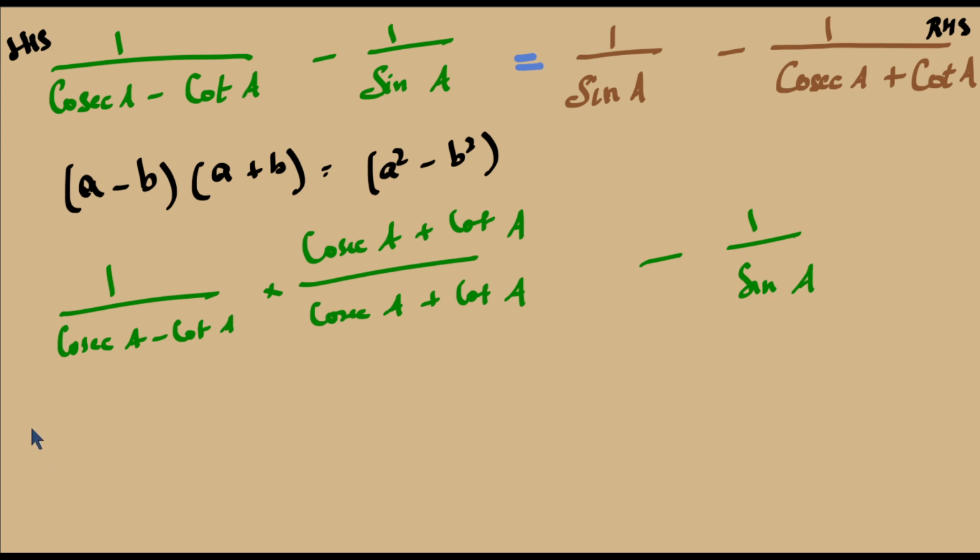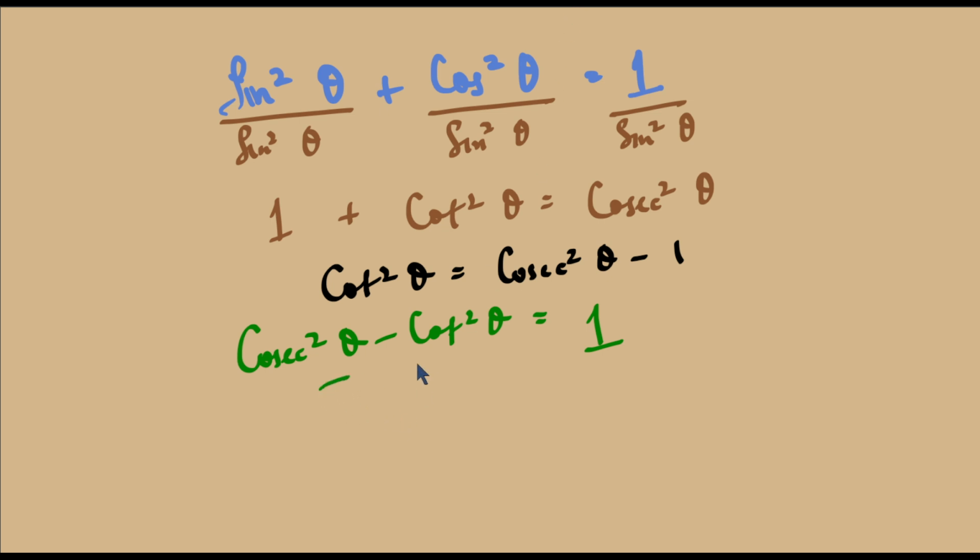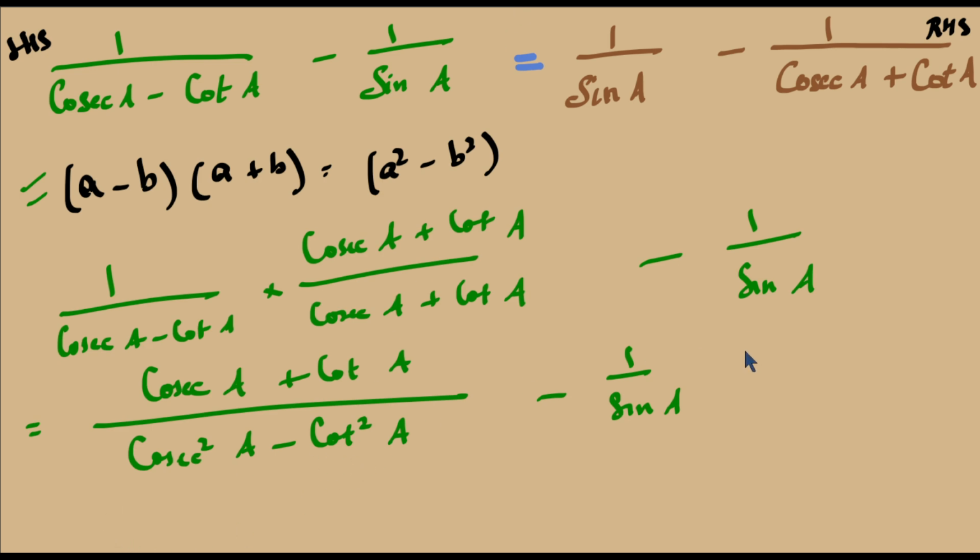Now what has happened? In the denominator, we can apply this algebraic identity and get cosecant squared A minus cot squared A. Now this should ring a bell, otherwise of course we can go to the next page and check. And the numerator has cosecant A plus cot A minus 1 by sin A. And now what is this denominator equal to? It's equal to 1, right? So the whole expression becomes cosecant A plus cot A by 1 minus 1 by sin A.